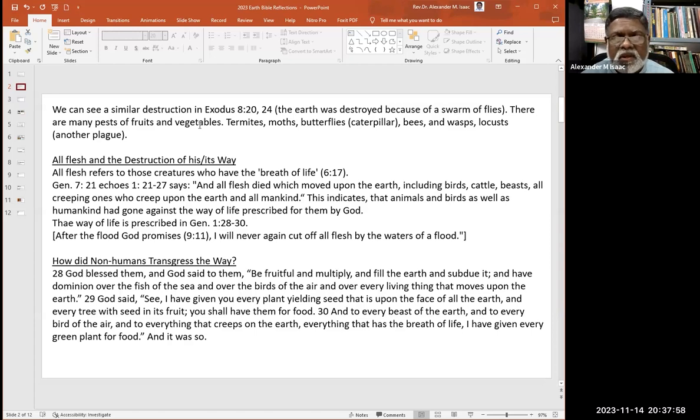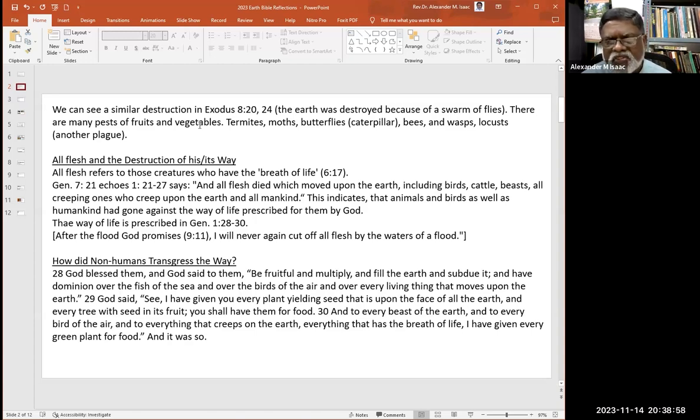Now we are concerned about the flood story. All flesh and the destruction of its way. All flesh refers to those creatures who have the breath of life. That is chapter 6, verse 17. All flesh makes a reference to all creatures who have the breath of life. It's not just human beings who have the breath of life. All the creatures have the breath of life. And Genesis 7:21 also echoes chapter 1, verses 21 and 27, which says, and all flesh died which moved upon the earth, including birds, cattle, beasts, all creeping ones who creep upon the earth, and all humankind.